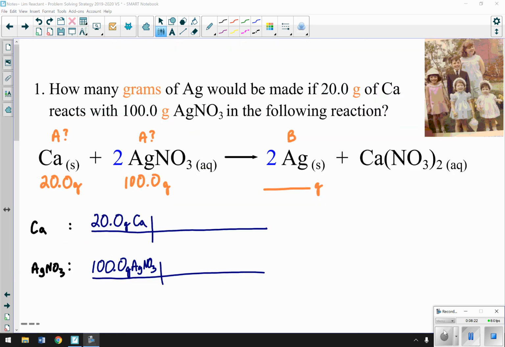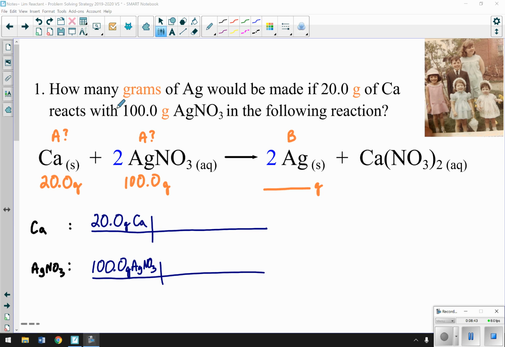Okay, so our first sample problem will be the problem that I started us off with. How many grams of silver would be made if 20 grams of calcium react with 100 grams of silver 1 nitrate? And again, in the setup, this is B. I want to know how many grams. Here are my 2 possible A's.